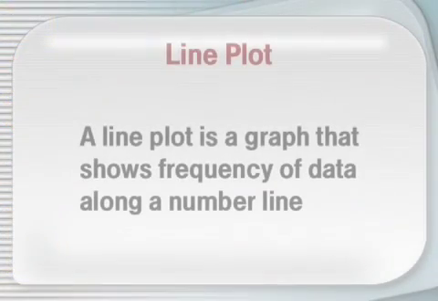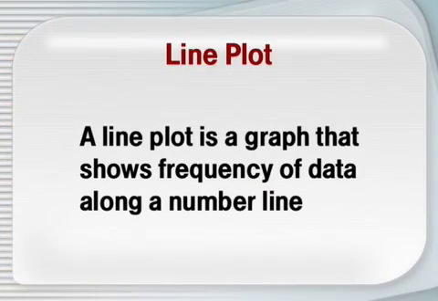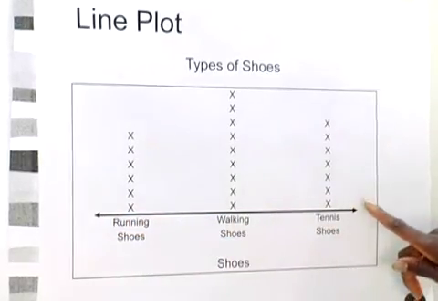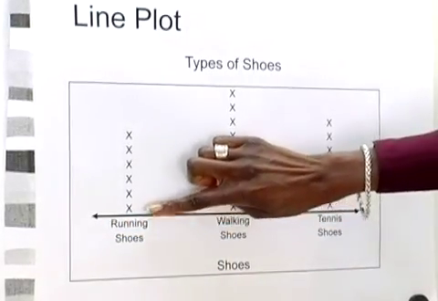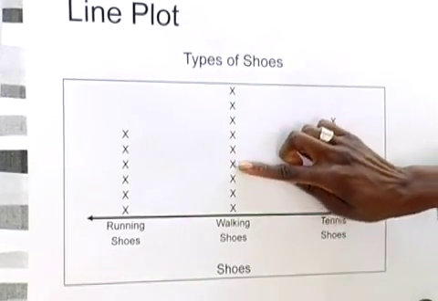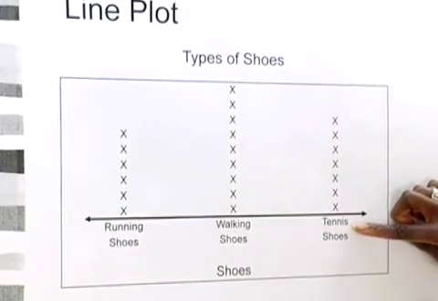Let's talk about various types of graphs. A line plot is a graph that shows frequency, how often something occurs, and this data is usually shown along a number line. It is best to use a line plot when you're comparing fewer than 50 numbers. The line plot consists of a horizontal number line. We normally use X's above this line to indicate how many, or how many times, an event occurred.